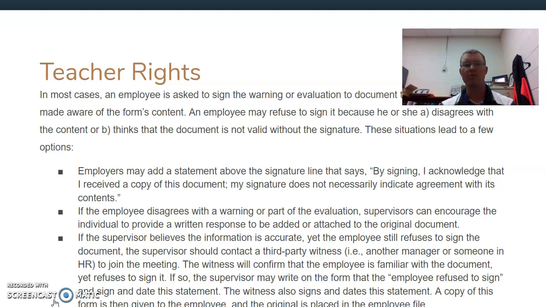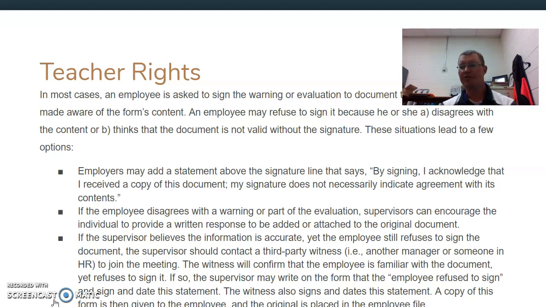In most cases, an employee is asked to sign the warning or evaluation, the document. So we go through this post-observation meeting. If I agree, I sign the document. The principal agrees. We all leave. We shake hands, and everything's good. But you can refuse to sign the document.